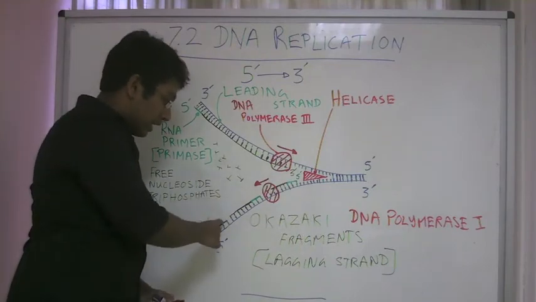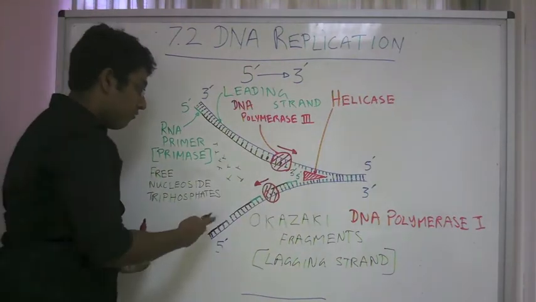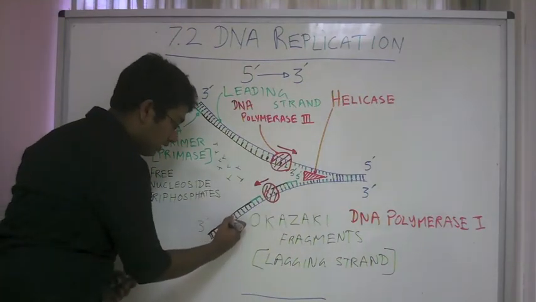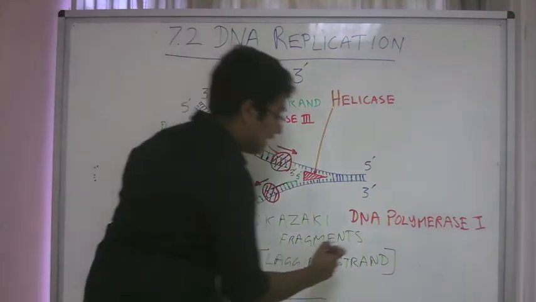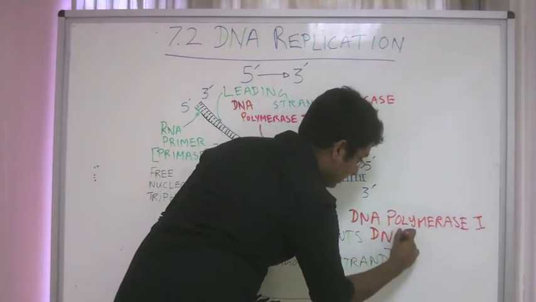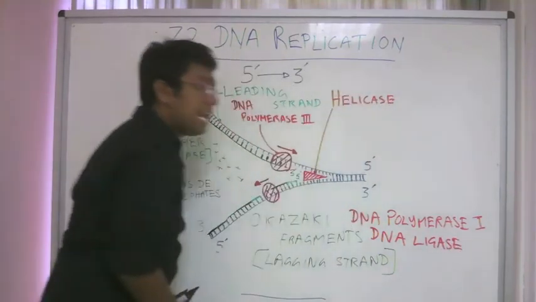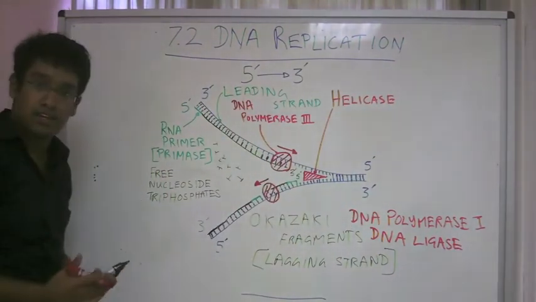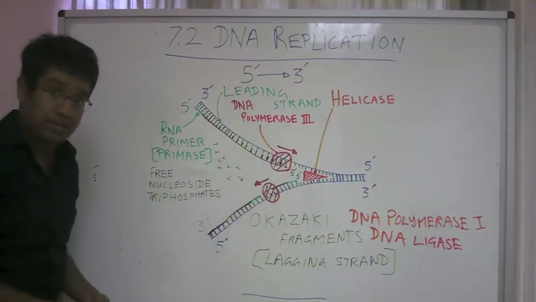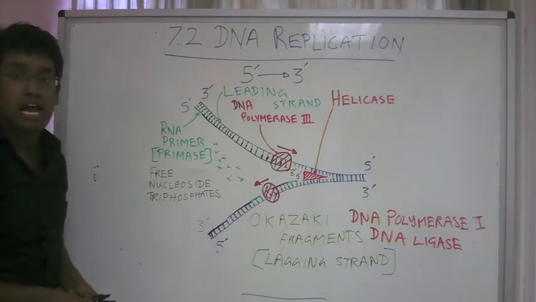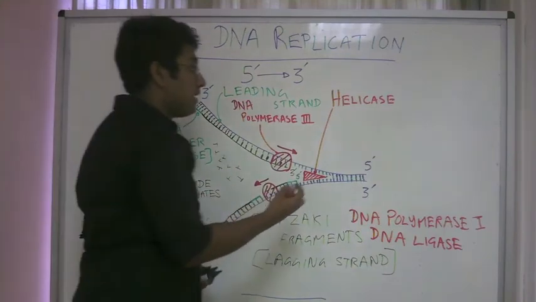However, on the lagging strand, you still have separate Okazaki fragments. Now, these Okazaki fragments are connected by the formation of a covalent bond by the final enzyme to be involved, which is DNA ligase. True to its name, it ligates the separate Okazaki fragments together, forming a continuous DNA molecule even in the lagging strand.